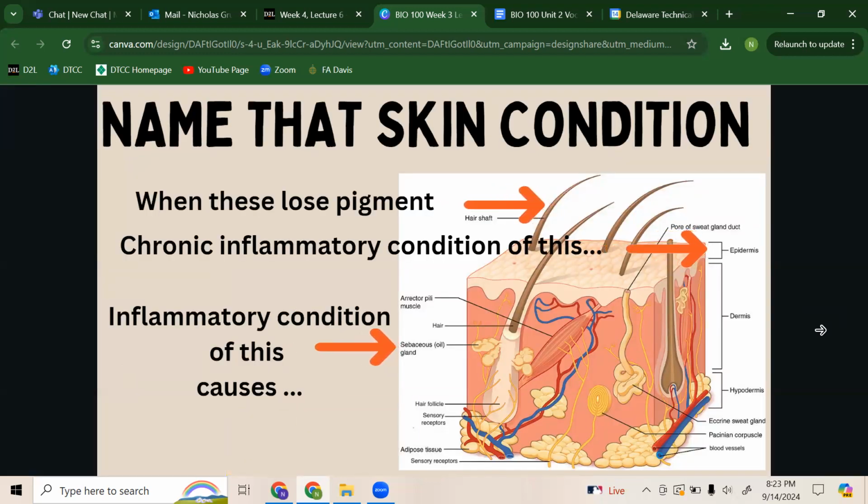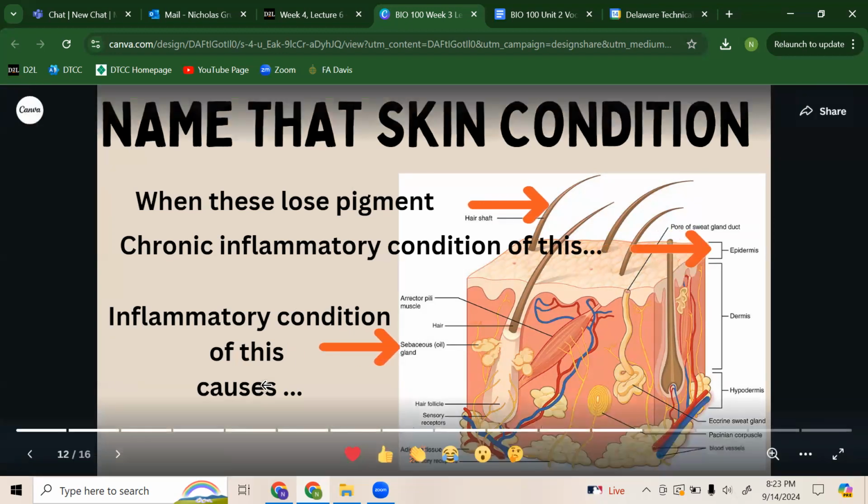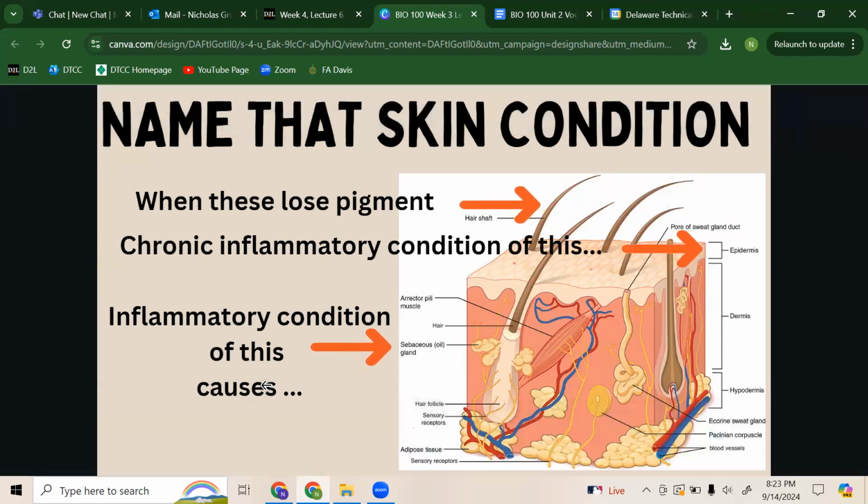All right, just some more practice. Go ahead and pause the video and try to answer these questions. For this bottom one, go ahead and give me the word for an inflammatory condition of the sebaceous gland, and then I'll tell you what it causes.